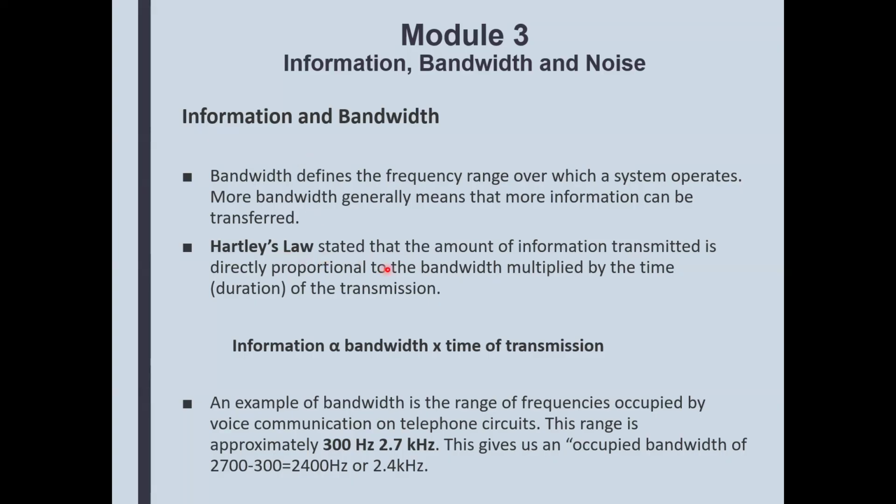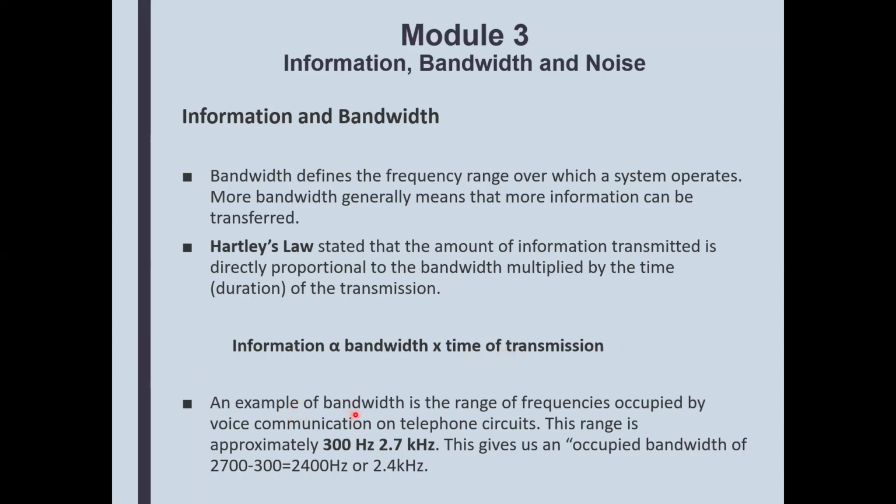Hartley's law stated that the amount of information transmitted is directly proportional to the bandwidth multiplied by the time duration of the transmission. We will cover that slightly later as we get to the other stuff, aliasing and whatnot. So the information is bandwidth times time of the transmission.